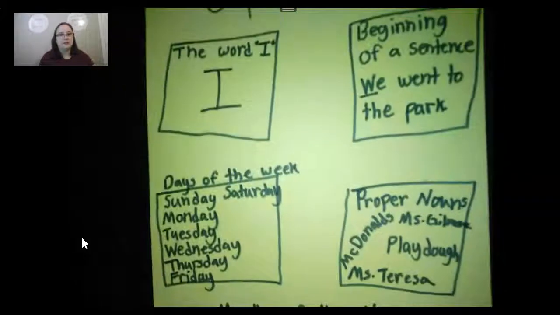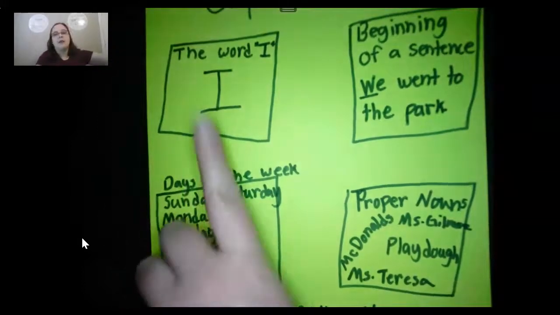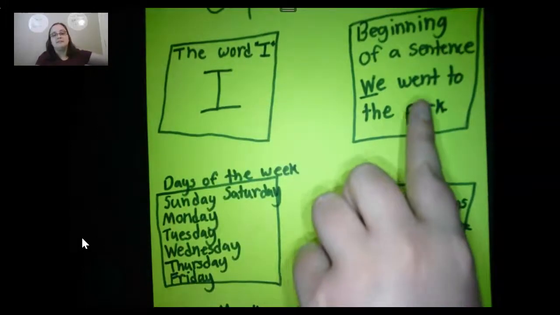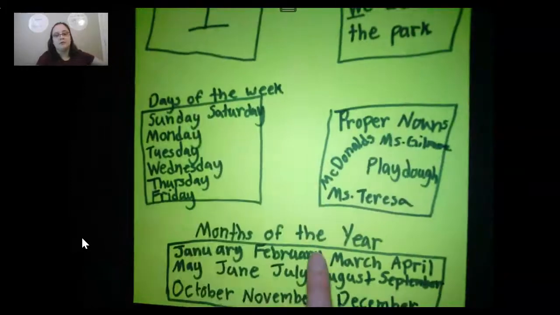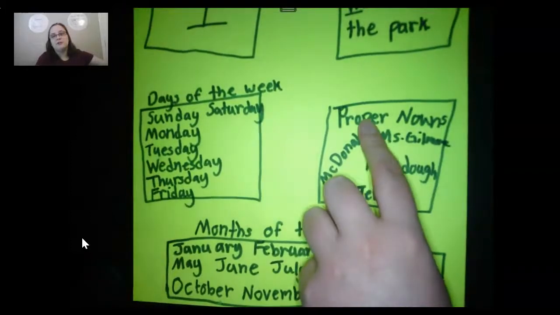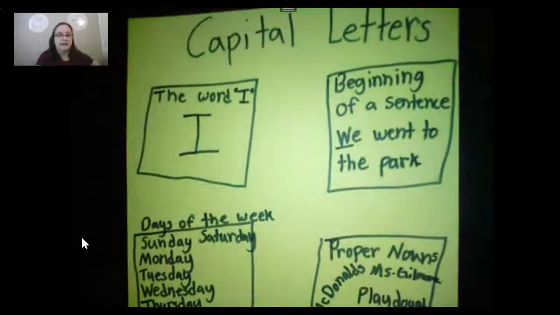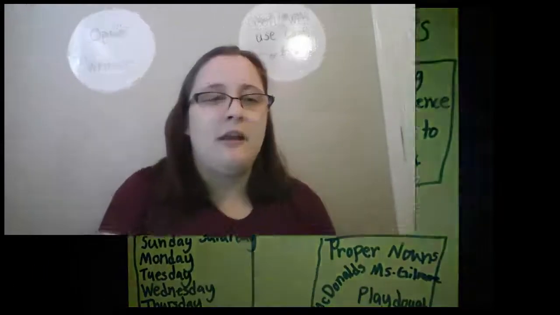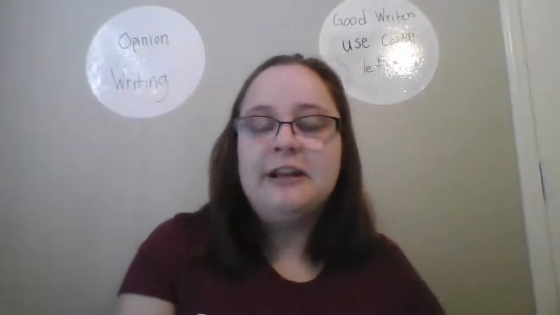Okay. So we have learned that we always use capital letters when we are using the word I, at the beginning of a sentence, when we use a day of the week or a month of the year, and if we use proper nouns, which are the names of people, places, and things. Oh, excuse me, friends. So those are when we use capital letters.